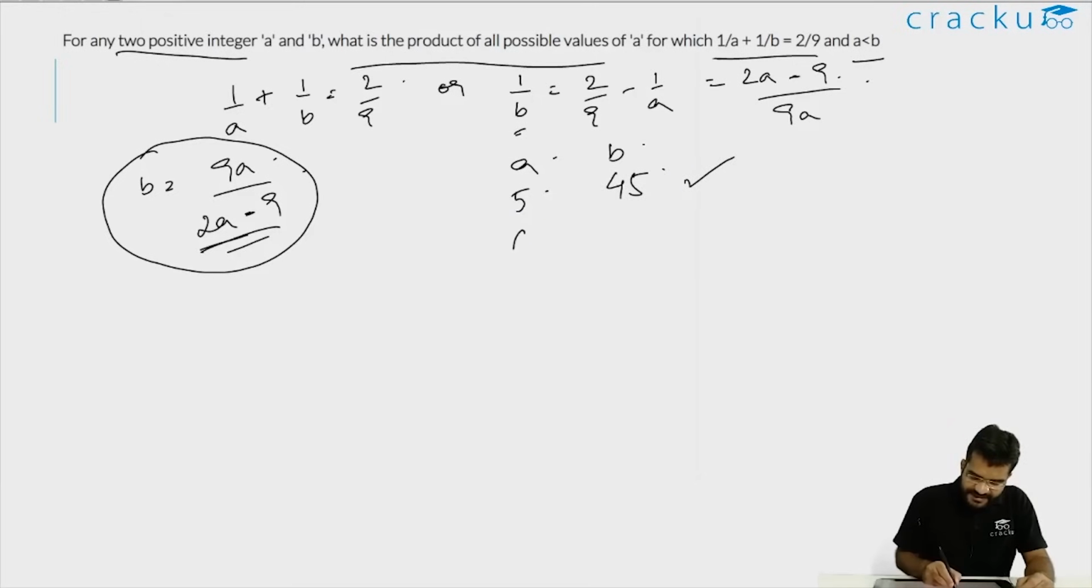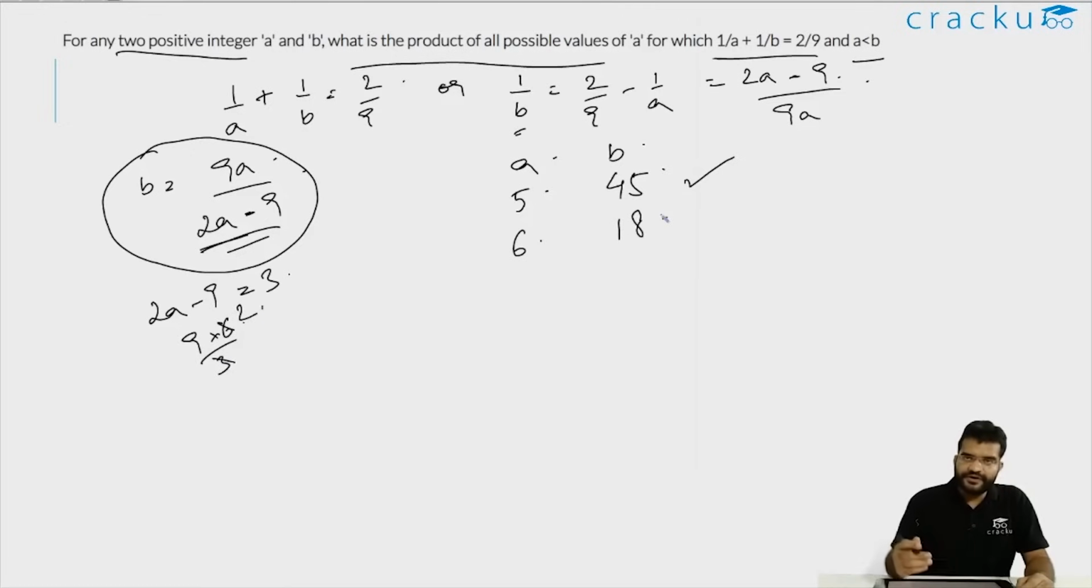Now let us see when a is equal to 6, which is the next highest positive number. Then 2a minus 9 when a is equal to 6 will become equal to 3. And the numerator will be 9 into 6 by 3. So this is equal to 18. You would already find some sort of a pattern. The pattern is as a is increasing, the value of b is decreasing. So at some point a will become greater than b and from then on we can ignore all the values. So in this case, for example, when a is 6, b is 18 and a is less than b, both are positive integers. So this is also a valid solution.